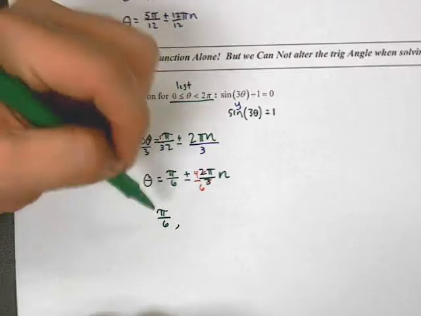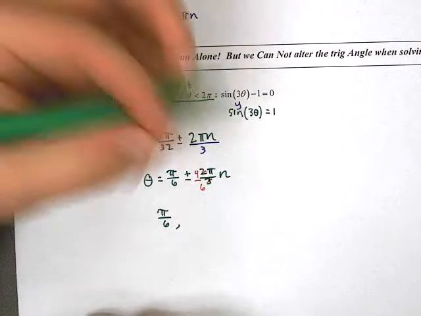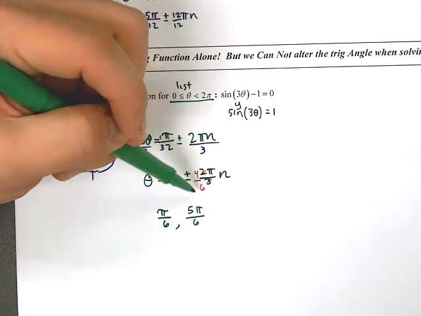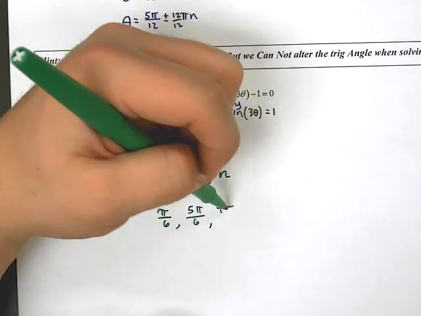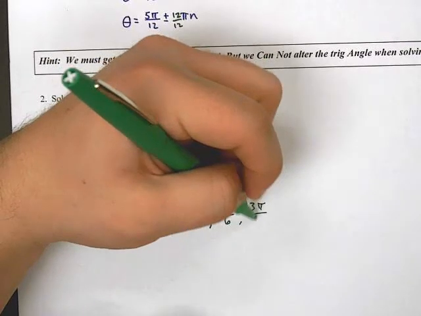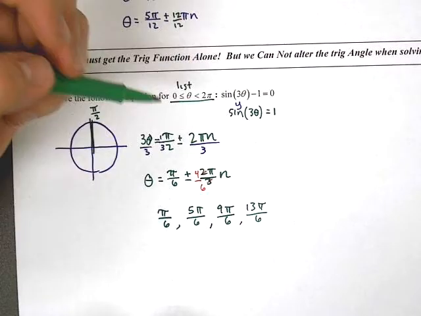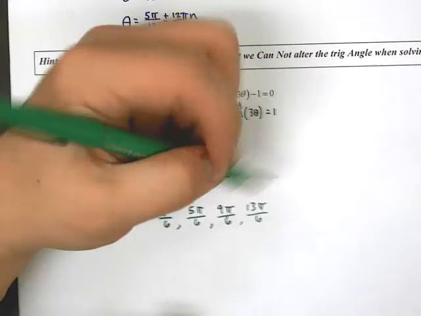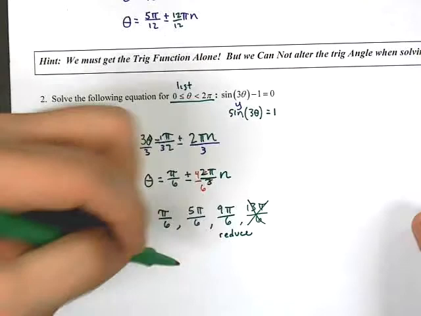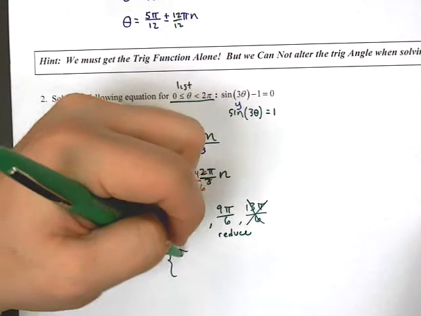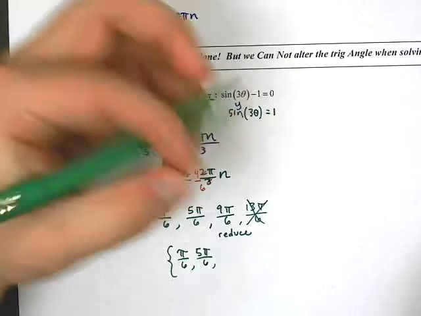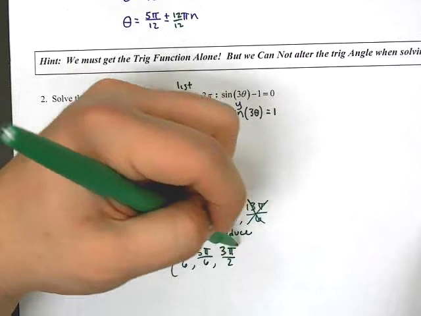Which means if I take pi over 6 and add 4 pi over 6, I should have 5 pi over 6. And if I add another 4 pi over 6, I get 9 pi over 6. If I add another, I get 13 pi over 6. Oh, wait a minute. 2 pi is the same as 12 pi over 6. Okay, so this one's no good, and this I need to reduce. So I'm just going to make a new list, clean everything up. Pi over 6, 5 pi over 6, and then 9 pi over 6 reduces to 3 pi over 2.